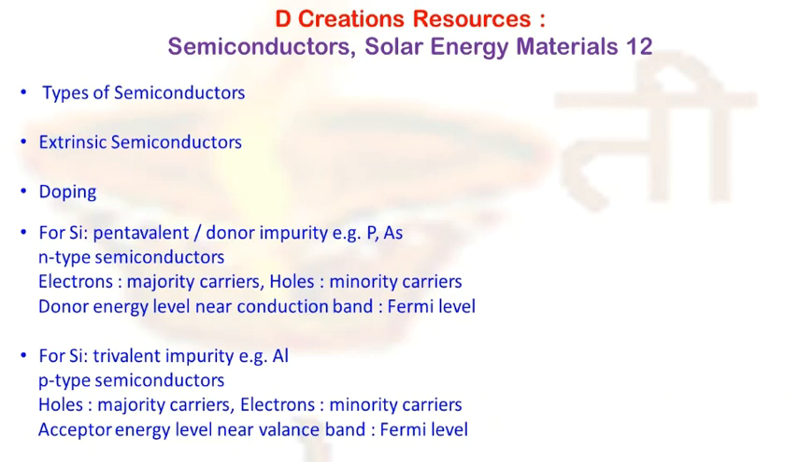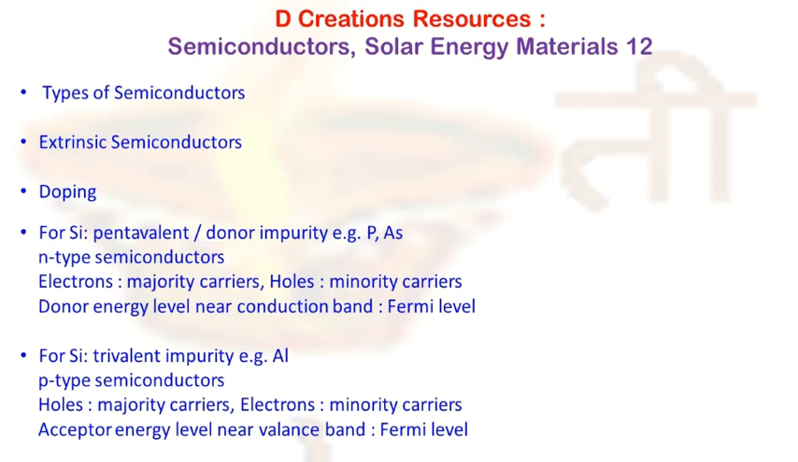Now since there are only 3 electrons in the external shell of these impurities and there are 4 neighboring silicon atoms which require 4 electrons for covalent bonding, that means there is a lack of 1 electron and it can accept 1 electron to complete the covalent bond. So in that sense, these group 3 impurities will be called acceptor impurities.